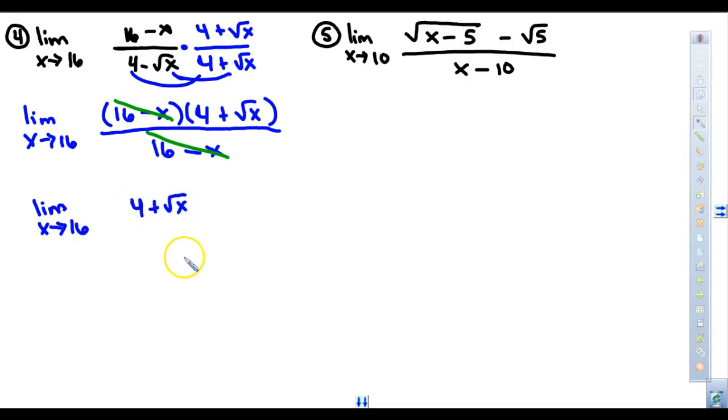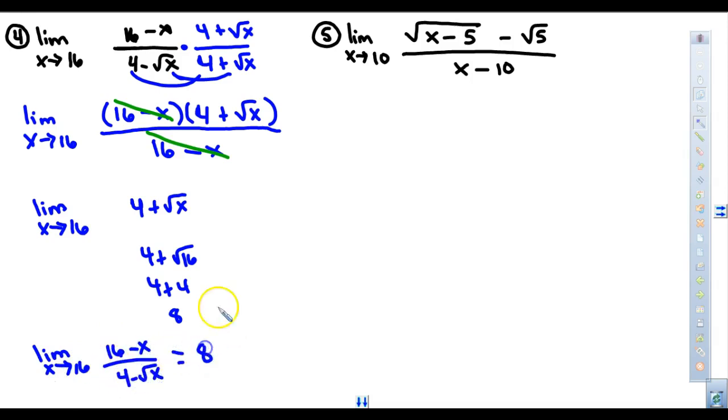So now we're going to do direct sub again. Okay? So we're going to put 16 in the place of x, and that's going to give me 4 plus 4, which is 8. There's my limit, and I'm done. So the limit as x approaches 16 of 16 minus x all over 4 minus the square root of x equals 8. We actually did that same problem in the last lesson using the numerical method. Okay, you go back and look at it. It was probably number, I'm guessing it's probably number 12.